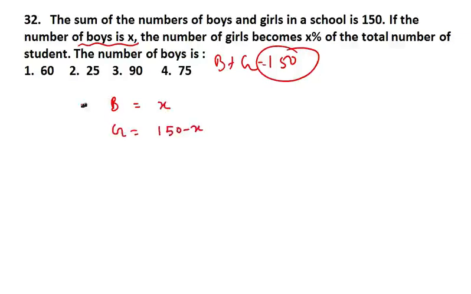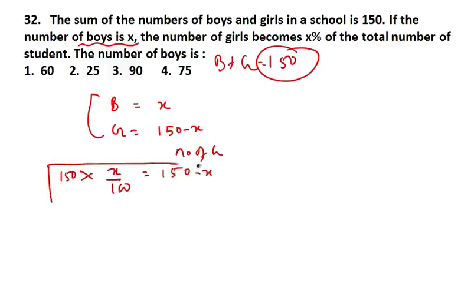This is basic understanding. Now it is saying number of girls becomes x%. Now this 150 minus x is the number of girls. Now this number of girls becomes x% of what? Of total number, means of total number. Total is 150. This is number of girls, it becomes x% of total number of students. So this is the required equation.